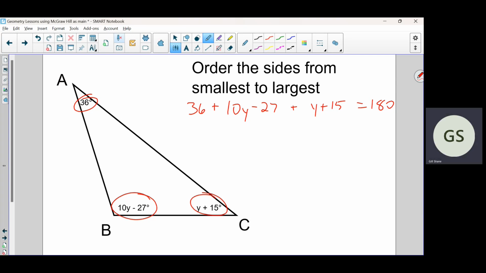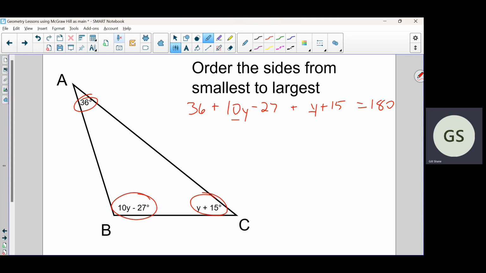Okay, so you did the angles first, which was the correct order of the angles. All right, so this is where you got to use your algebra. We don't do a lot of work on algebra.